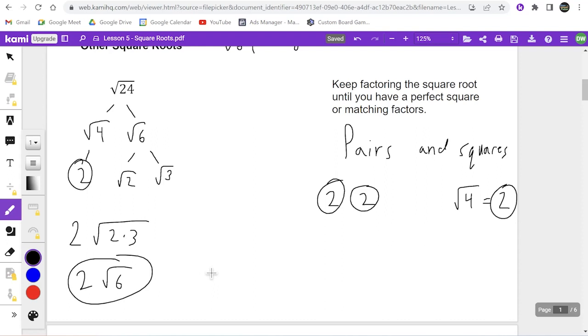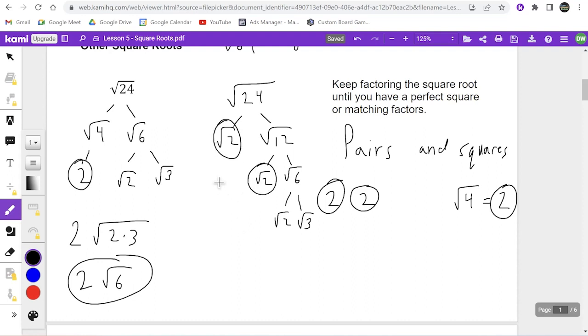And by the way, there's more than one way you can break this up. Like for instance, I could have started with root 24. I could have said 24 breaks down into 2 and 12. And then I can say 12 breaks down into root 2 and root 6. And root 6 breaks down into root 2 and root 3. And remember, if I have a pair or a square, it breaks out. I've got a pair of 2's right here. So that breaks out as a 2. And this 2 and this 3 do not break out, so they stay inside the square root. So my final answer is still 2 times 2 times 3, which is still 2 root 6. Same answer. Does anyone have any questions on the strategy I'm using here?